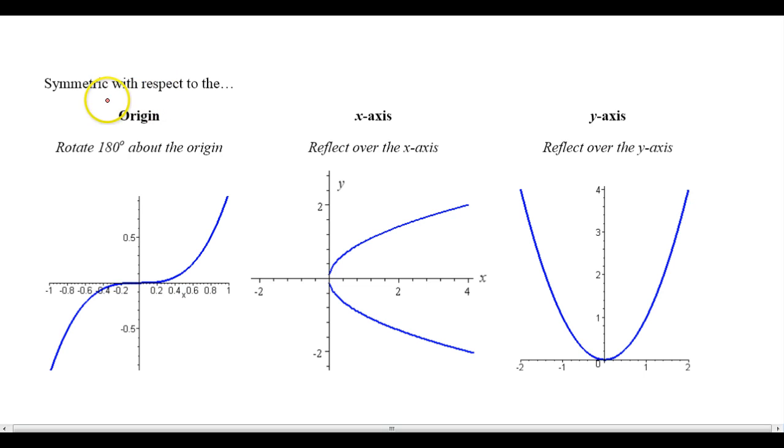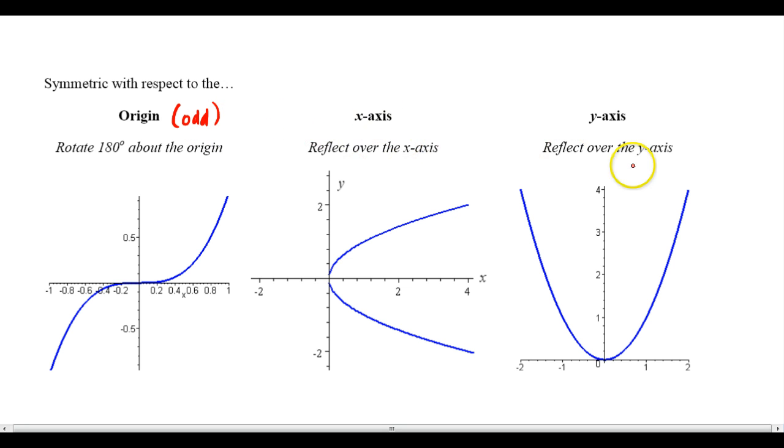And along the same lines, we're going to talk about symmetry with respect to different things. So symmetry with respect to the origin, to the x-axis, and to the y-axis. Symmetry with respect to the origin means that we can rotate the function 180 degrees and it will land right back on top of itself. So symmetry with respect to the origin pretty much means that it's an odd function.